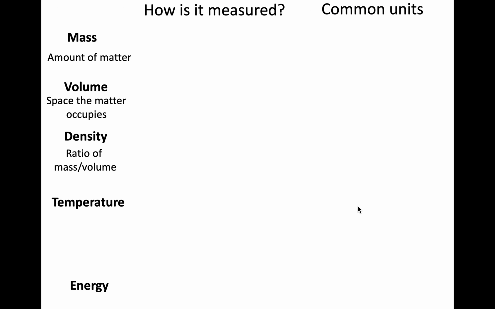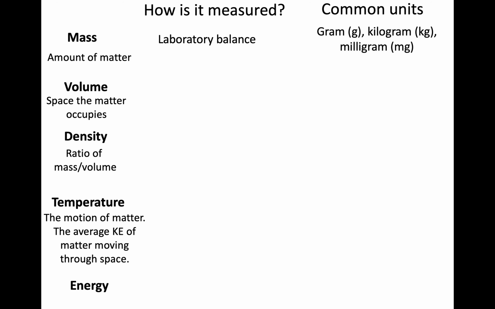Different properties: mass, volume, density. What do they correspond to? Mass, that's the amount of matter an object has. Volume, the space that it's occupying. And density would be a ratio of the mass to the volume. Temperature is talking about the motion of matter. It's the average kinetic energy of the particles of matter as they move through space.